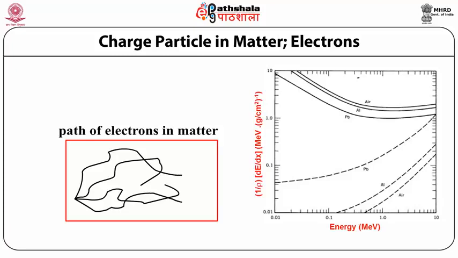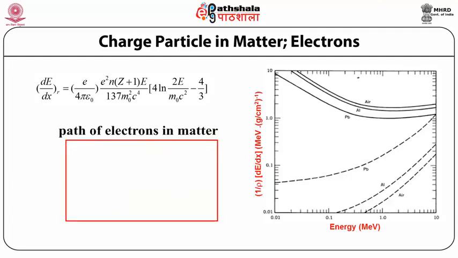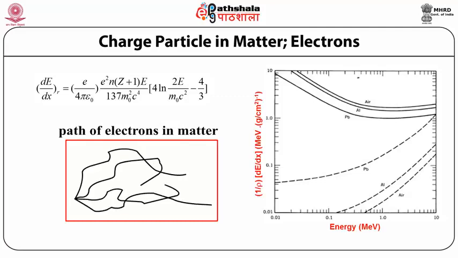Charged particle in matter, electrons. In this slide, we are going to study how the radiation energy loss happens in the electron inside the detector and how it can be calculated. So, the radiation energy loss dE/dx_R is given by bracket E upon 4 pi epsilon 0 bracket close, E square n (Z plus 1) into E upon 137 m0 square c to the power 4, bracket 4 log 2E upon m0 c square minus 4 by 3. So, radiation energy loss is given by this formula.